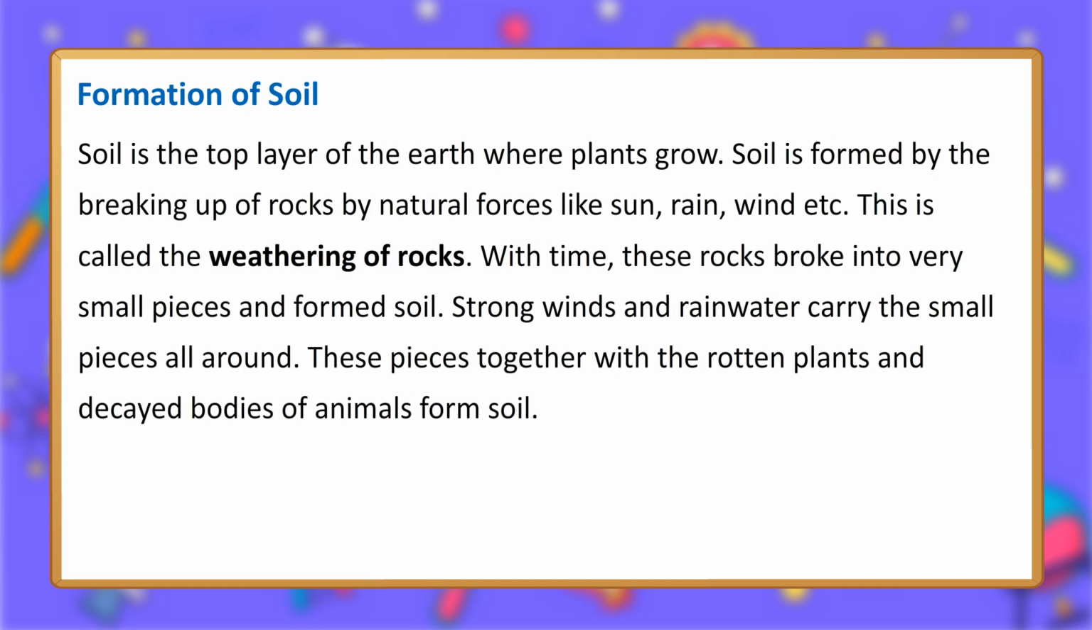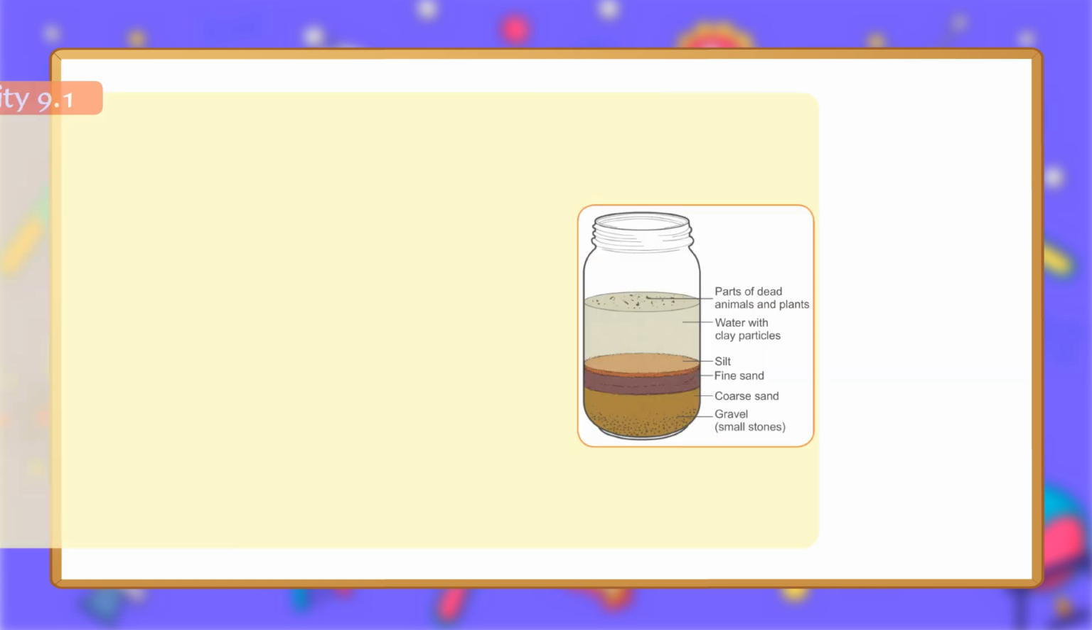Formation of soil. Soil is the top layer of the earth where plants grow. Soil is formed by the breaking up of rocks by natural forces like sun, rain, wind, etc. This is called the weathering of rocks. With time, these rocks broke into very small pieces and formed soil. Strong winds and rainwater carry the small pieces all around. These pieces together with the rotten plants and decayed bodies of animals form soil.